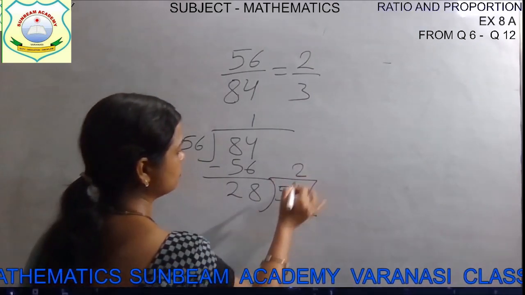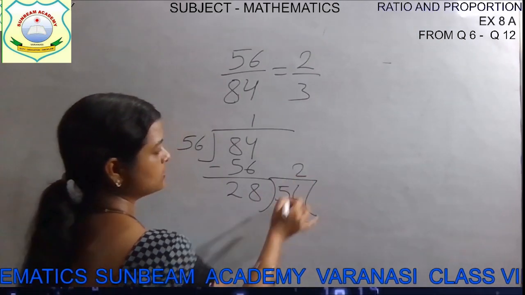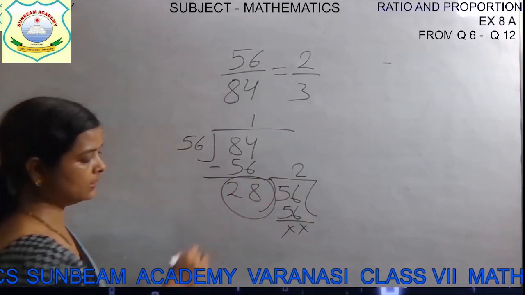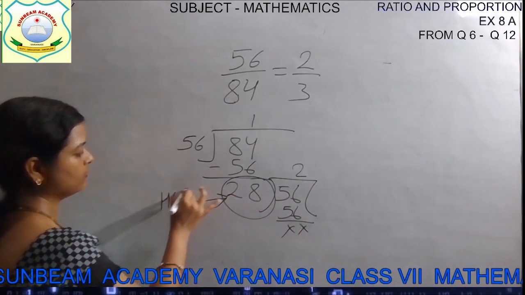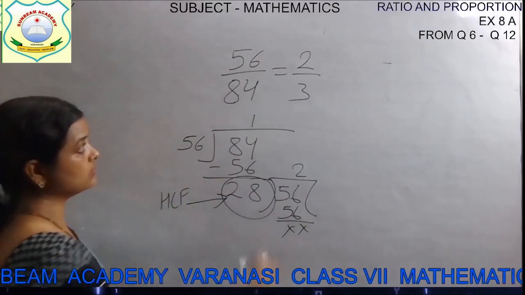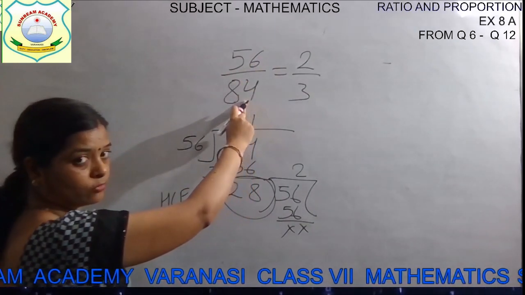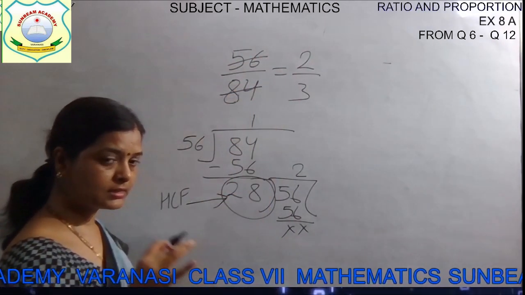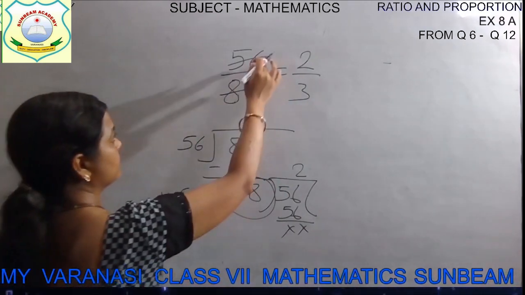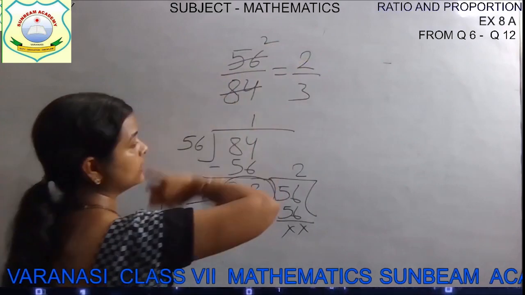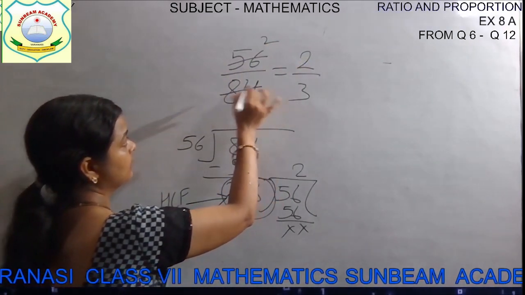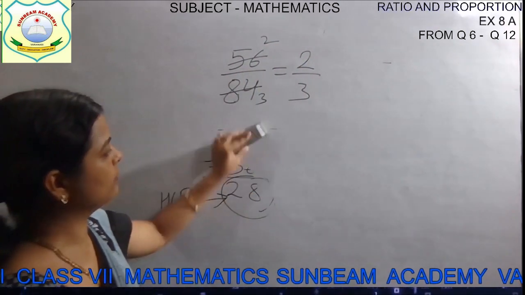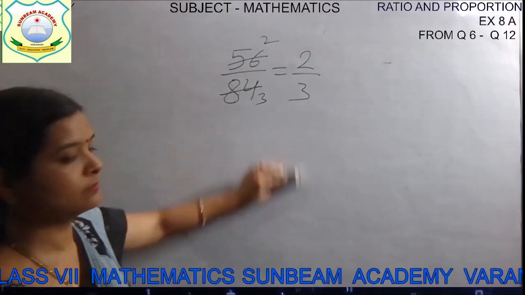Now 28 2s are 56. Now see, there is no remainder. It means this is the divisor and 28 will be the HCF. So now when you divide 56 by 28 as well as 84 by 28, then you will get the exact simplified answer. So 28 2s are 56 and 28 3 times is 84. Okay, that's why always try to find the HCF and then simplify it.